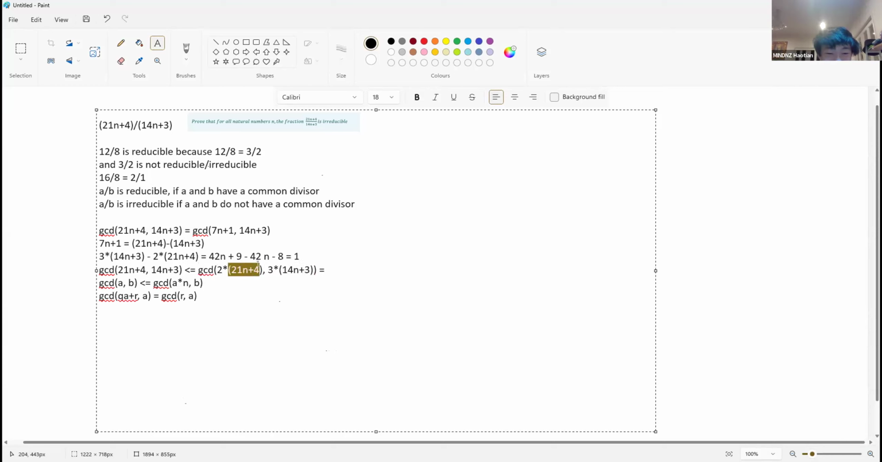So now we get this, right? Which is equal to GCD of 42n plus 8 and 42n plus 9. And we can subtract using the thing we learned, so that's equal to GCD of 42n plus 8 and 1. So we got GCD of 42n plus 8 and 1, which is 1. And now you're done because you've proven the GCD is at most 1.